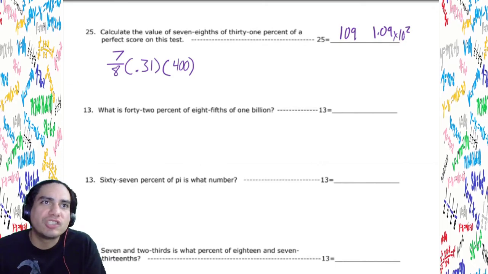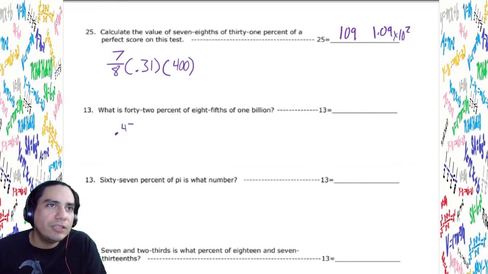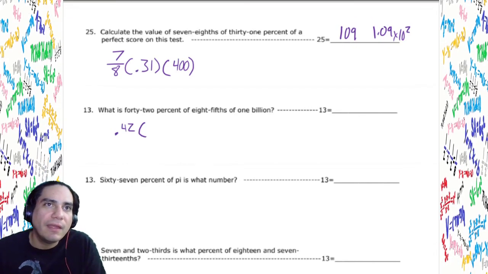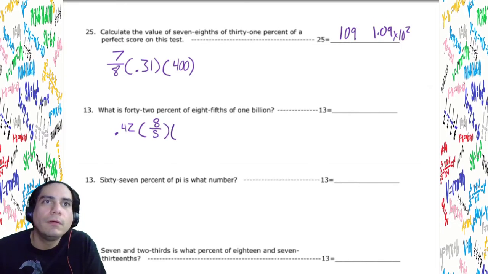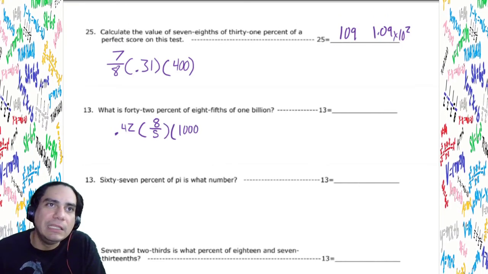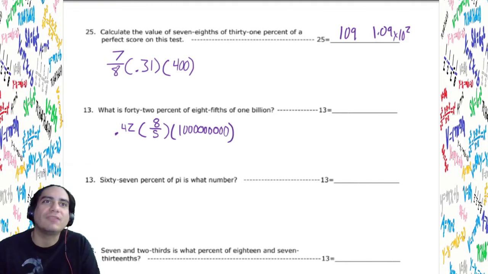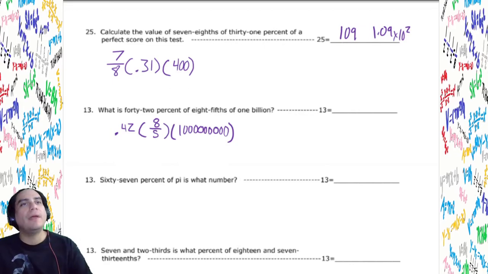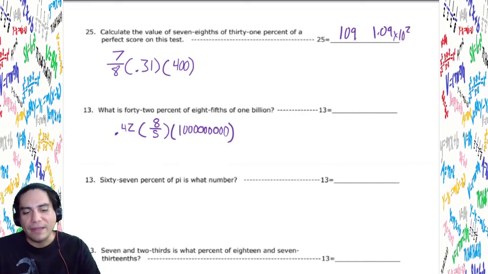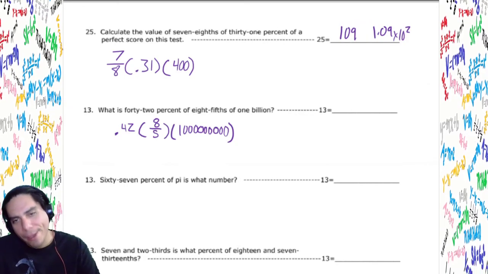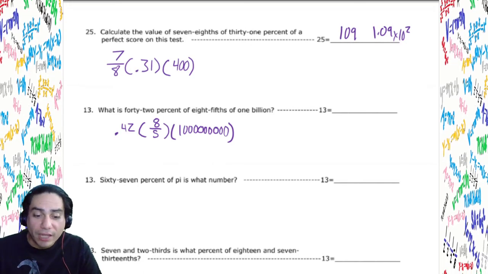Let's do number 13. What is 42% of? Look, I'm just going to write 0.42, right? If we understand equivalency, it's easy. Of 8/5 of 1 billion, which is not 6 zeros. It's 9 zeros after 1. And all we got to do is just multiply these numbers. 0.42, 8, enter, 5, divide, multiply. Or if you do that in your head, 1.6, you know, some of y'all can do that. Times 1 billion.